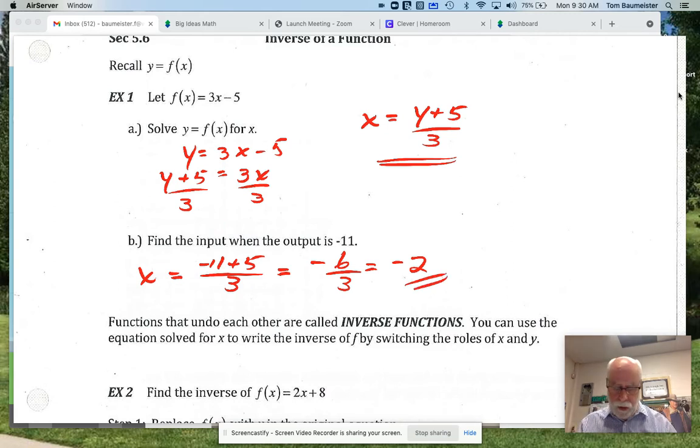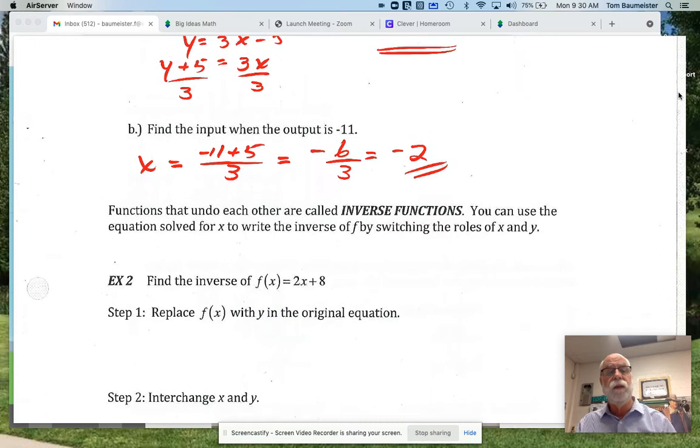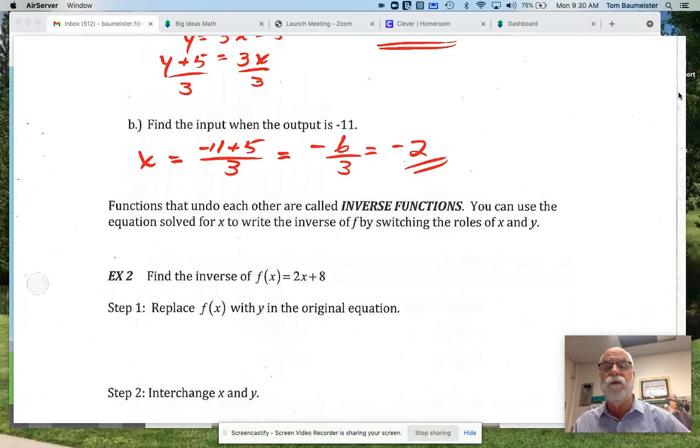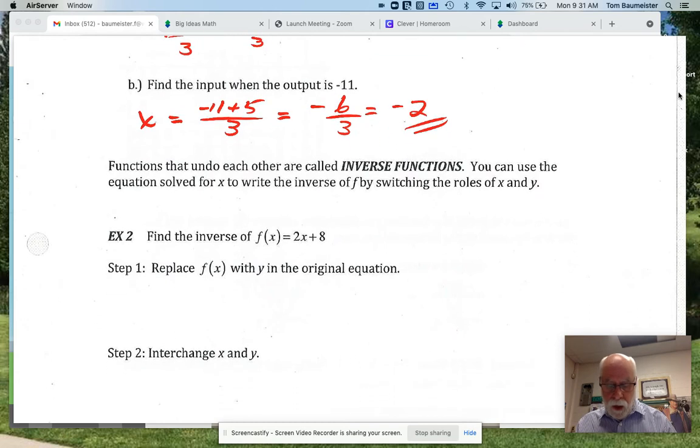All right, so we undid everything. And functions that undo each other are called inverse functions. You can use the equation solved for x to write the inverse of f by switching the roles of x and y. So we actually did that on the first example. Now we're going to do it more formally.